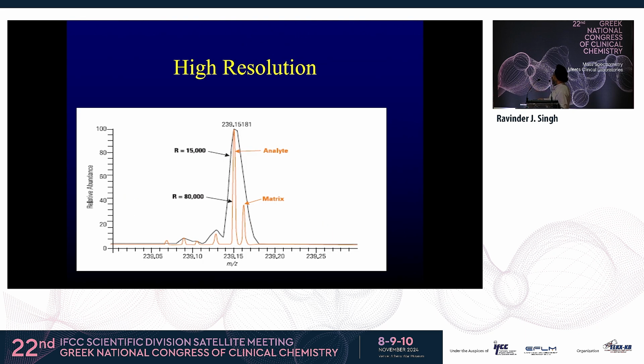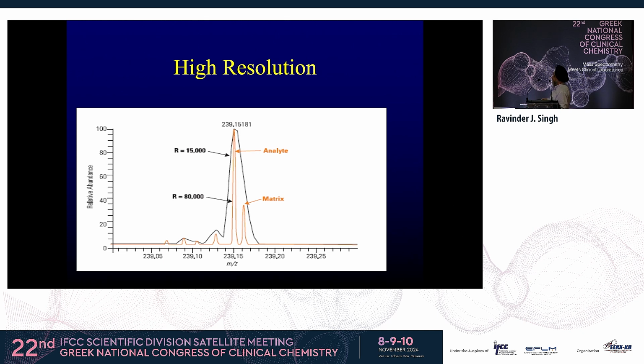So the high resolution, I think not many people talked about it in this conference. When we deal with a simple triple quadrupole, you're looking for all these masses when you know that the steroid molecular weight is 239.1581, but all these black lines, all those signals are being added. This signal from the matrix also becomes part of the same peak.